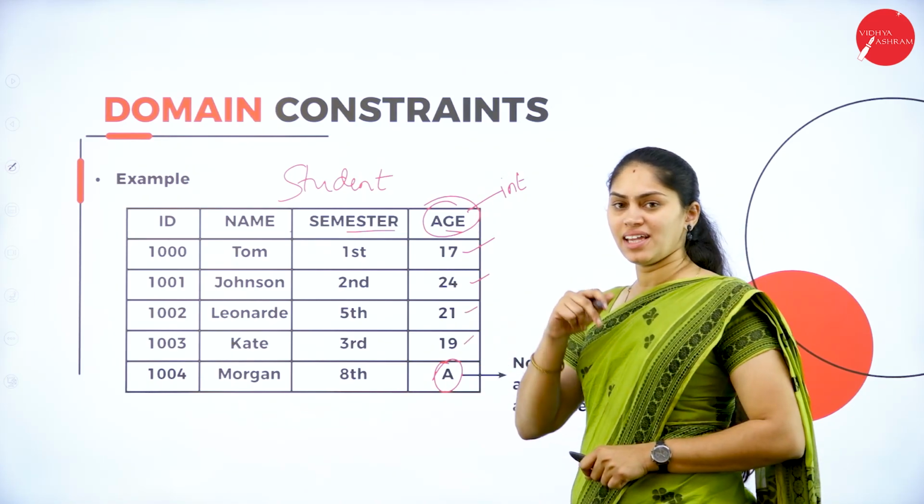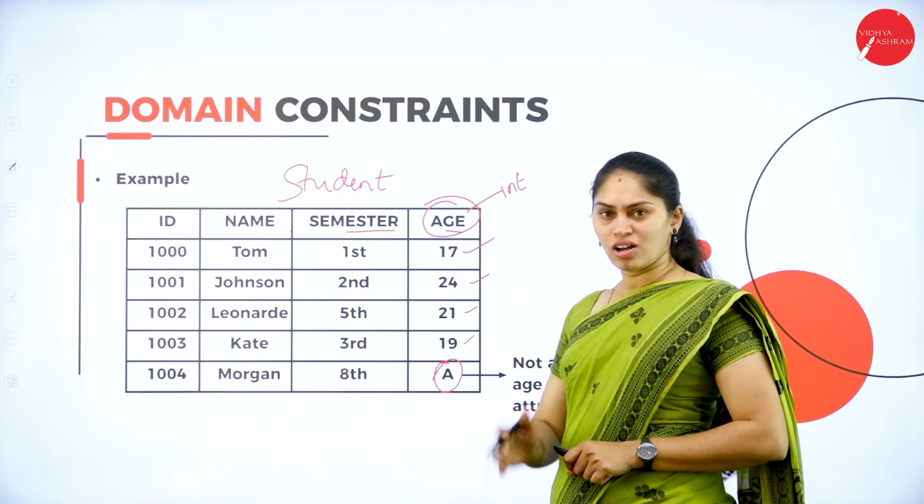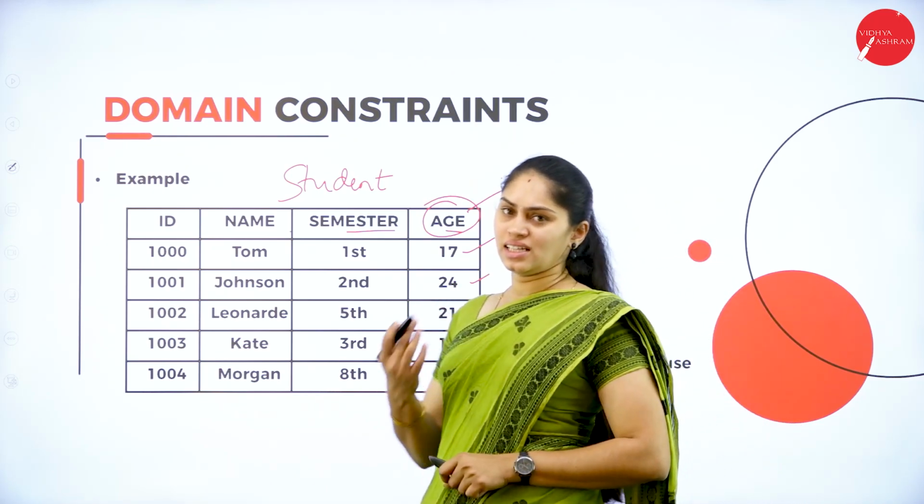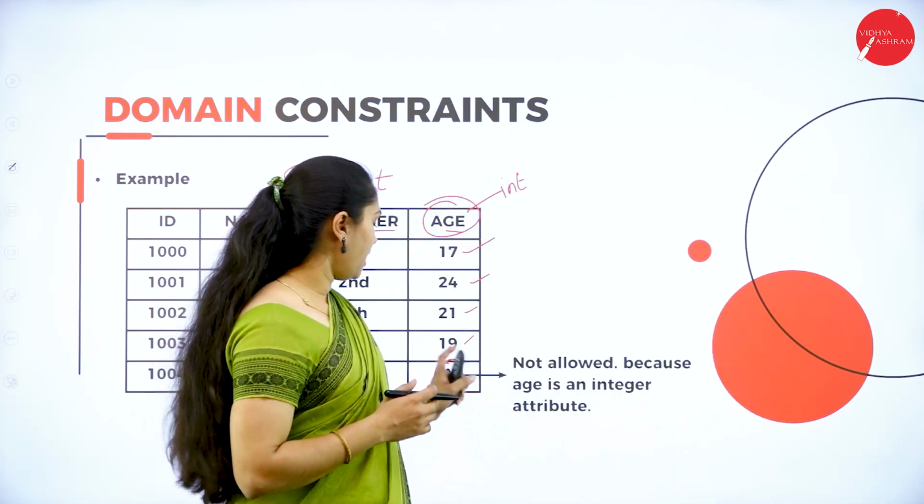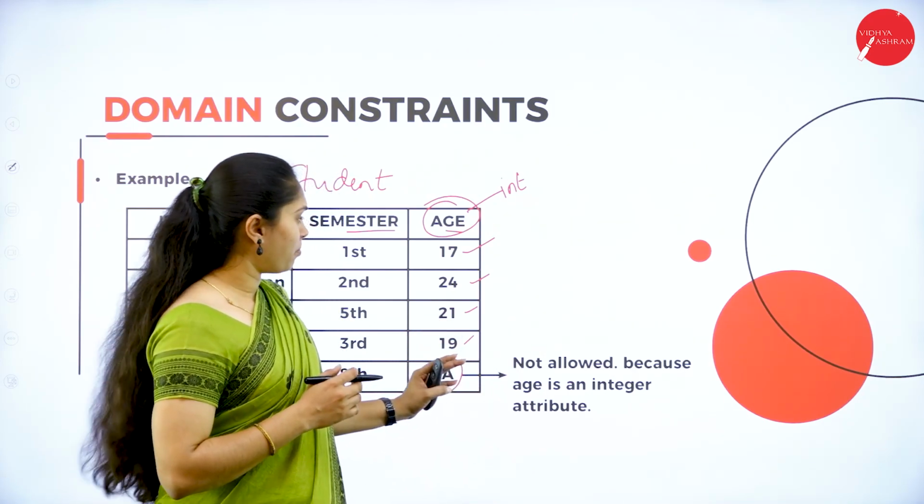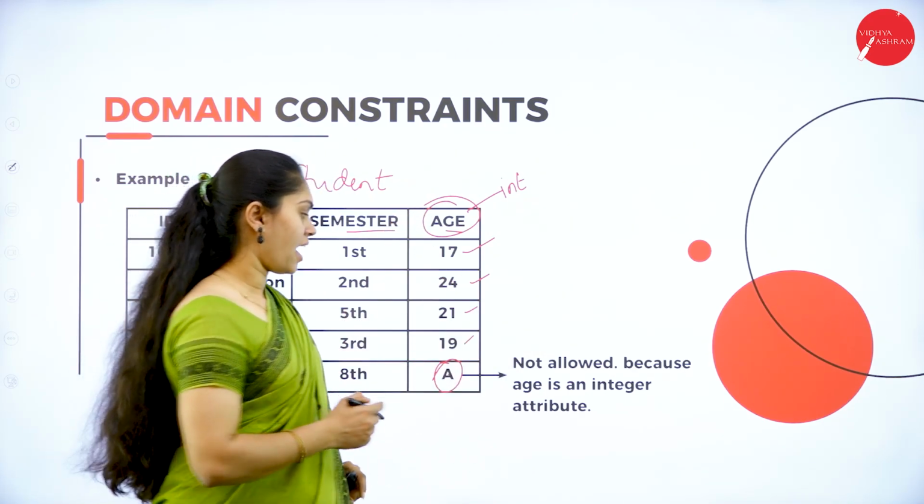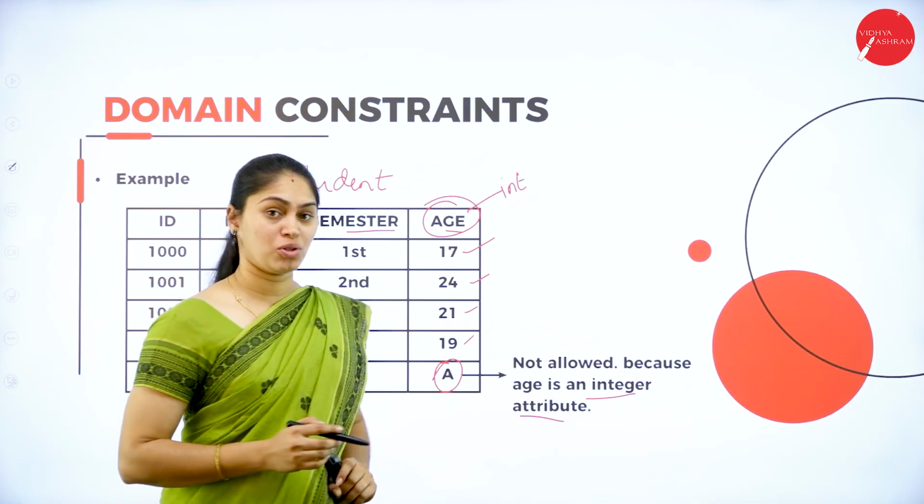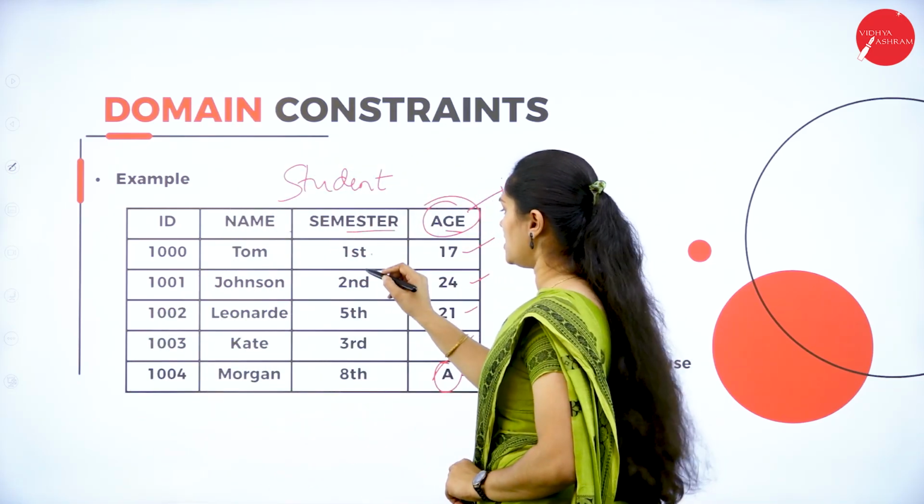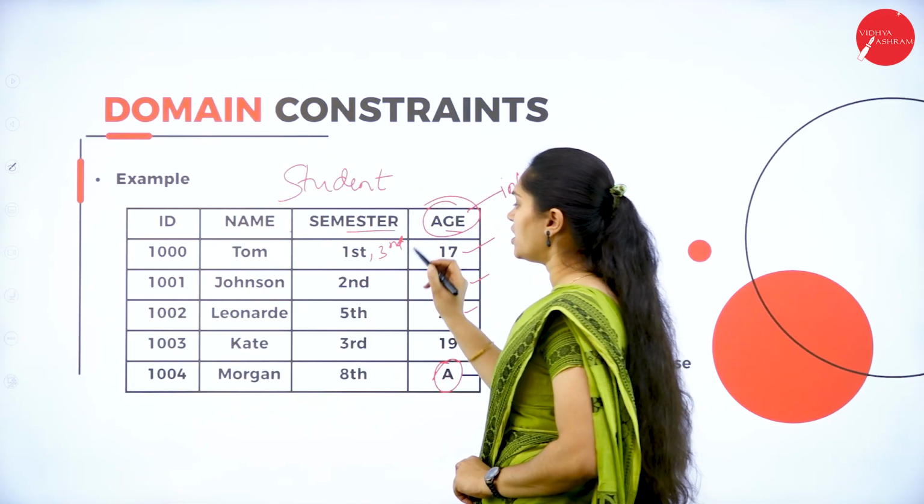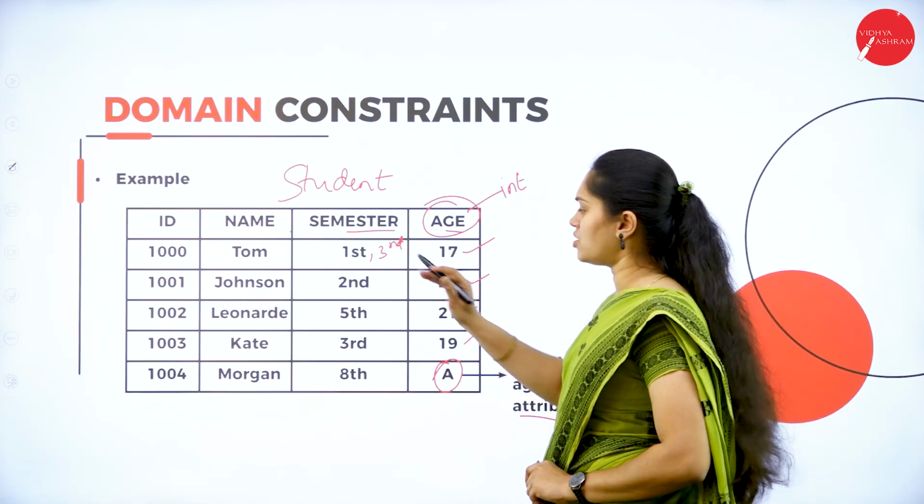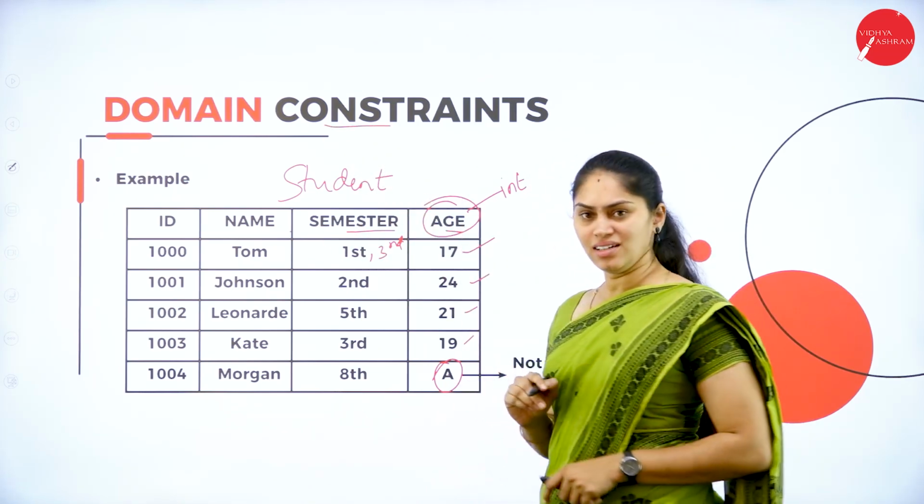But here I have an A. What is A? A character or alphabet, which has to be of type varchar. It can't be accepted, it is not allowed. Why? Because age is considered an integer attribute. And also if you consider this, I can't have one more value for this. So that also specifies this domain constraint.